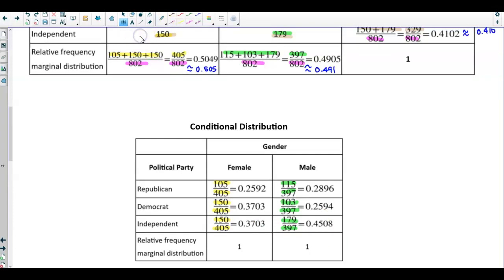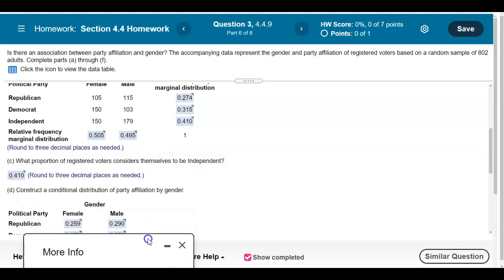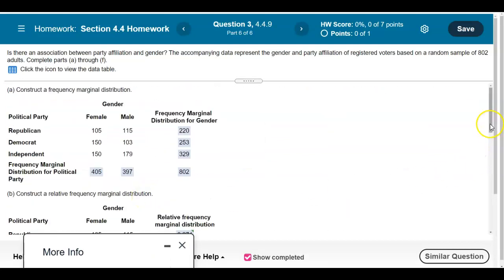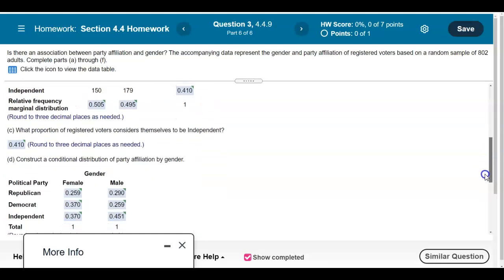And now let's go ahead and round each to 3 decimal places. So rounding this gives us 0.259. Rounding this gives us 0.370. And rounding this value is also 0.370. And then rounding this to 3 decimal places gives us 0.290. Rounding this to 3 decimal places is 0.259. And then rounding this to 3 decimal places is 0.451. And then let's take a look at our results here. So there is our conditional distribution.